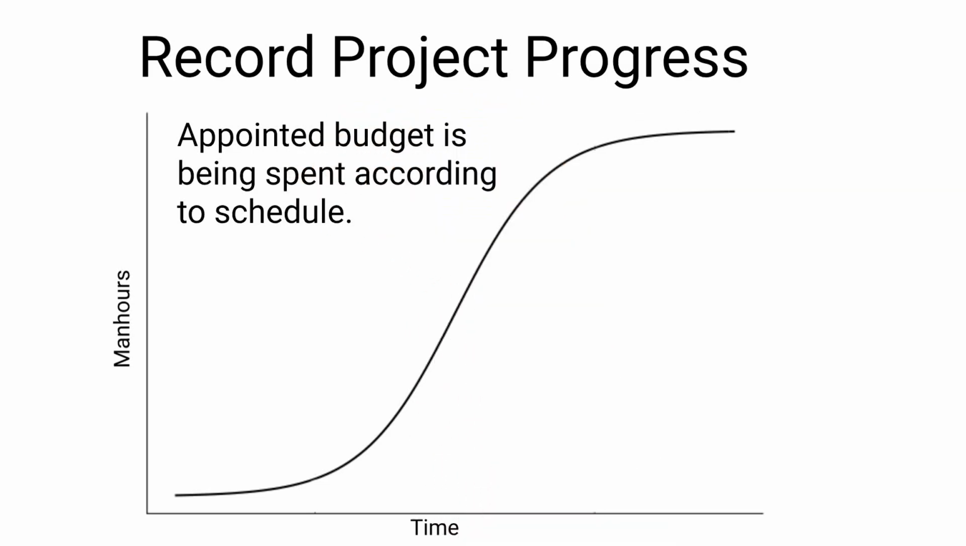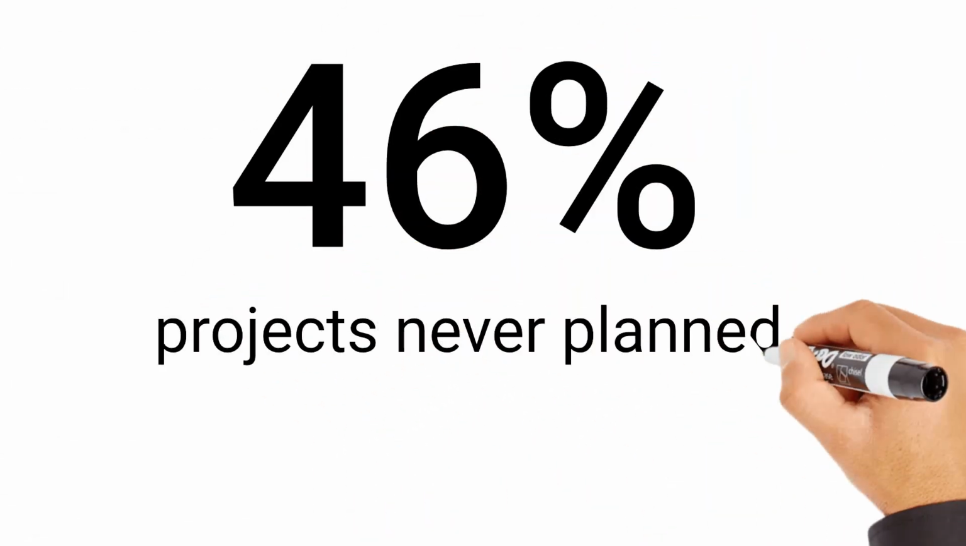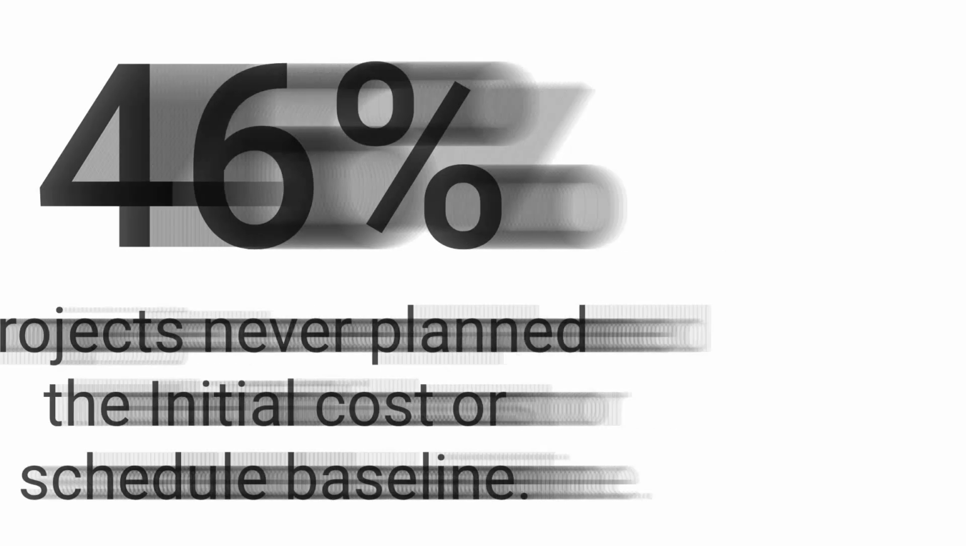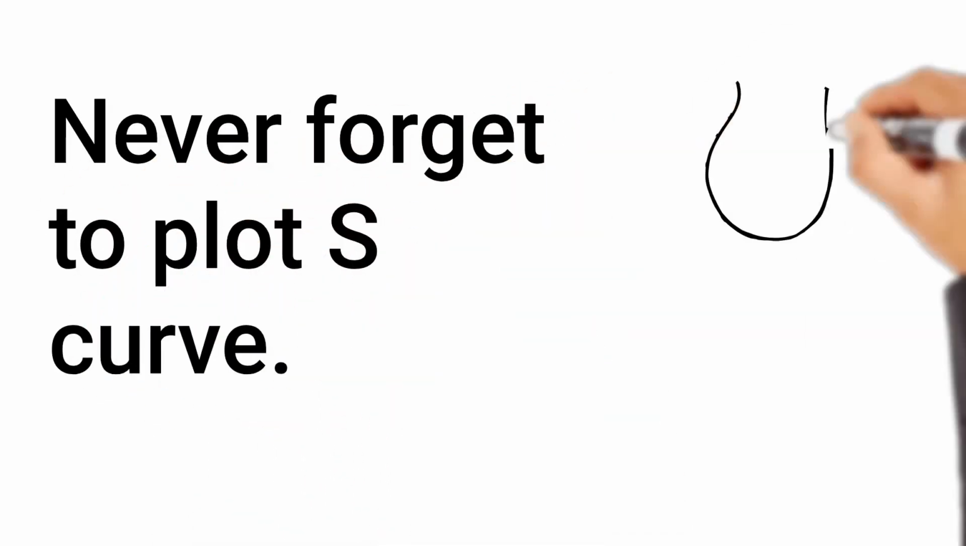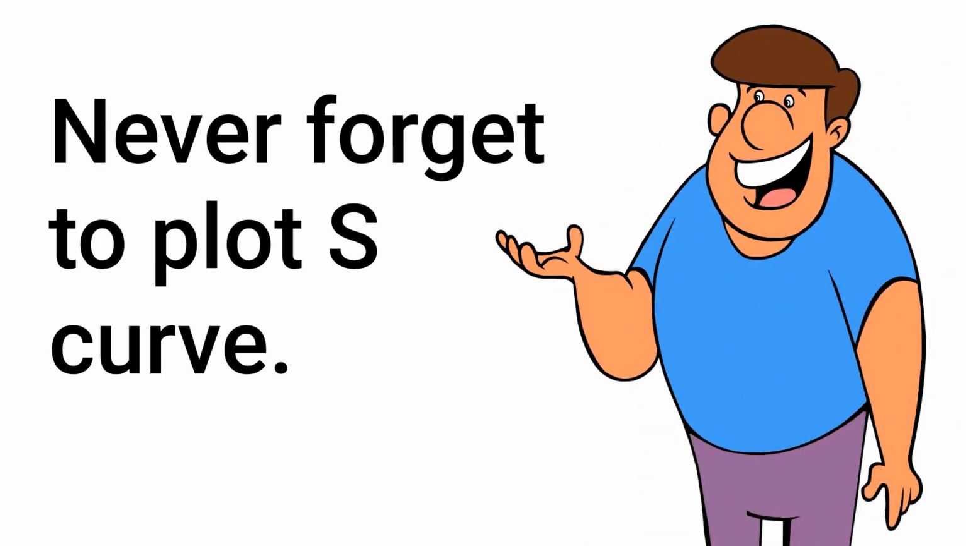Do you know that 46% of projects never plan the initial cost or schedule baseline? This makes it difficult to monitor actual progress. Basically, in the lack of an initial baseline, the comparison of actual progress becomes difficult and inaccurate. So never forget to plot an S-curve during project initiation, using estimated data such as expected man-hours and cost. This way, you will have a baseline to track progress against.